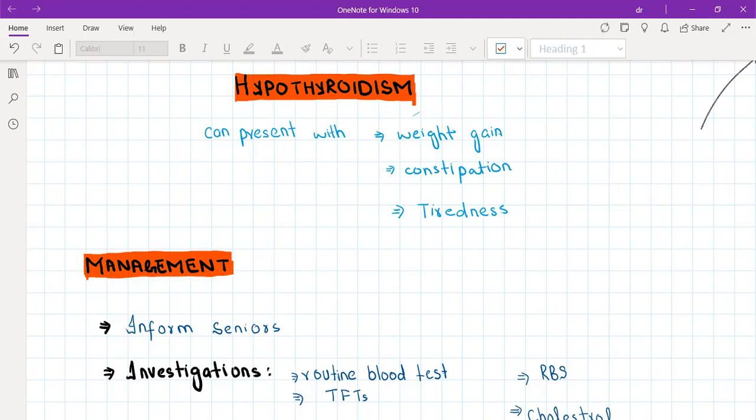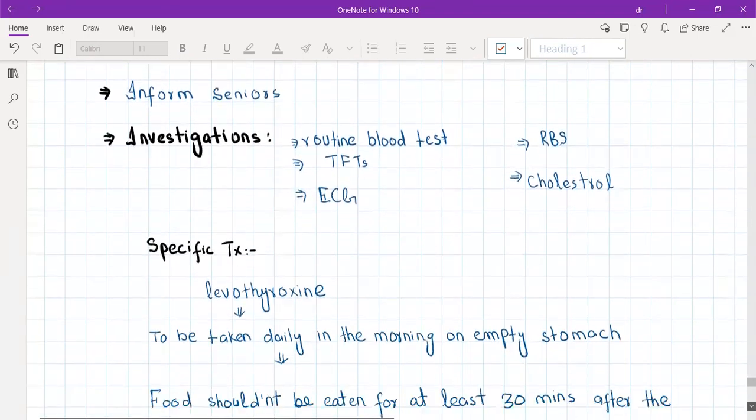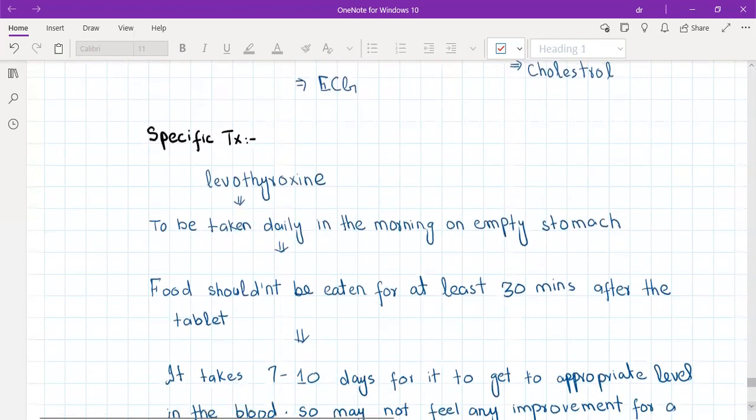here, you will inform your seniors, you will do investigations in a similar way. That is the routine blood test, thyroid function test that includes TSH, T3, and T4. You will do an ECG, you will do RBS and cholesterol levels. So there is no symptomatic treatment here. The specific treatment here is levothyroxine.